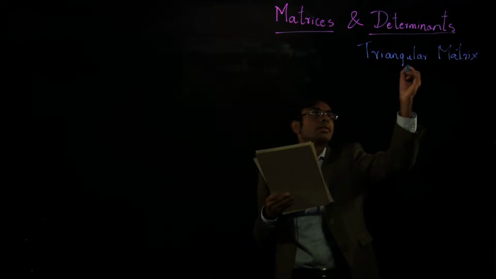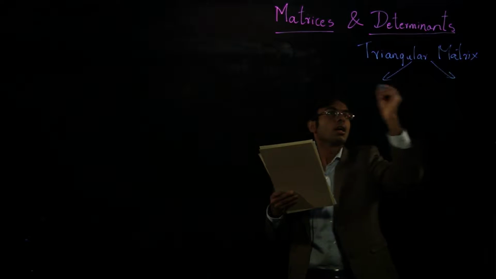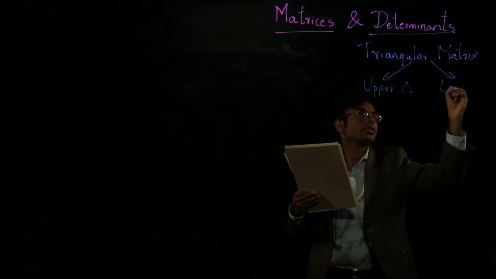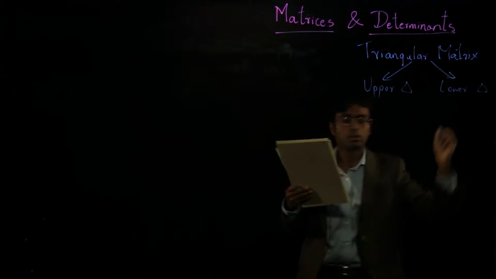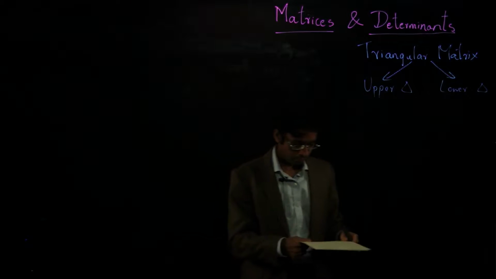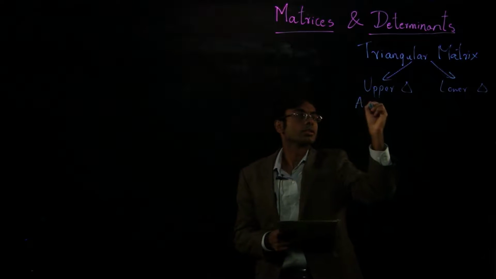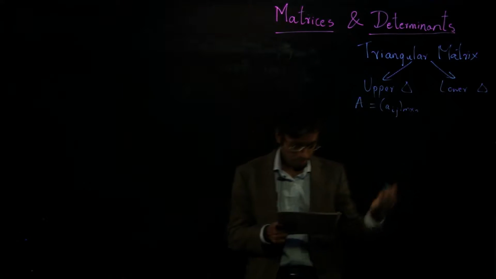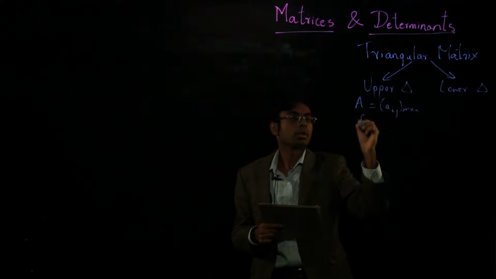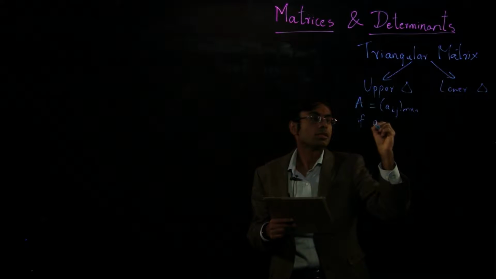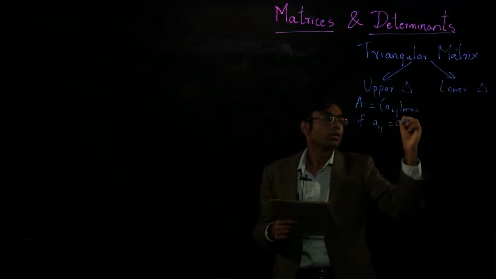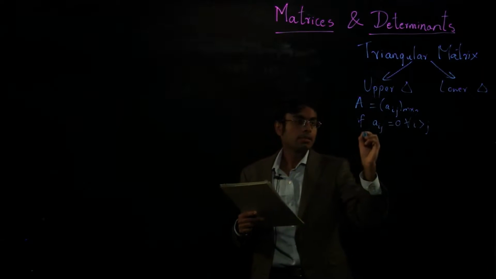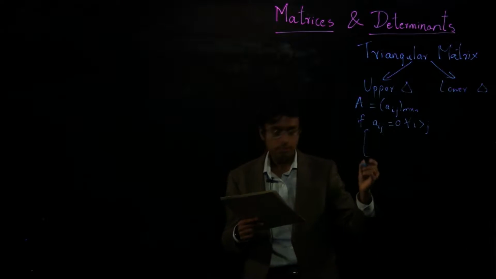And again, in this there are two classes, upper triangular or lower triangular matrix. So for the general case, A equals Aij, M by N is upper triangular if Aij equals 0 for all i greater than j. And as a practical example, this is an example of an upper triangular matrix.